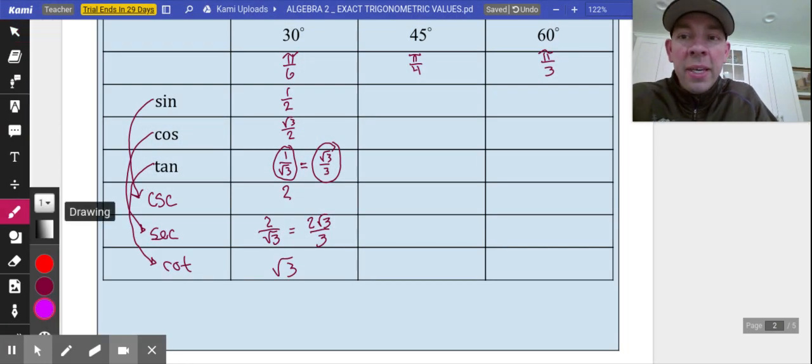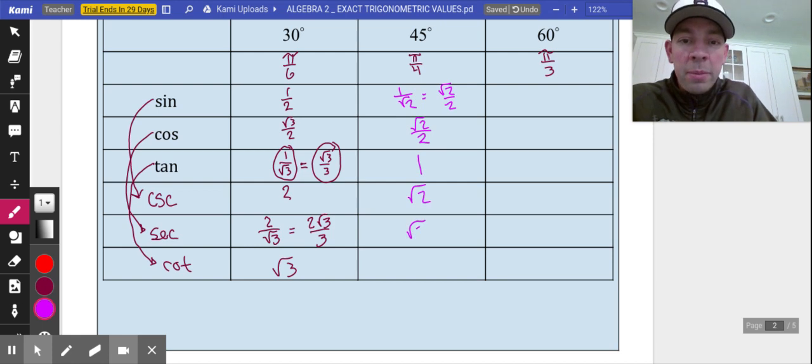Sine is going to be 1 over radical 2. Rationalizing that makes radical 2 over 2. Cosine is going to be exactly the same thing, you'll notice. That's pretty interesting. And tangent comes out to be just a 1. That's really cool. Reciprocating these, cosecant is going to be radical 2, secant is going to be radical 2, and the reciprocal of 1 is just 1. So that's really cool. All right, one more to go.